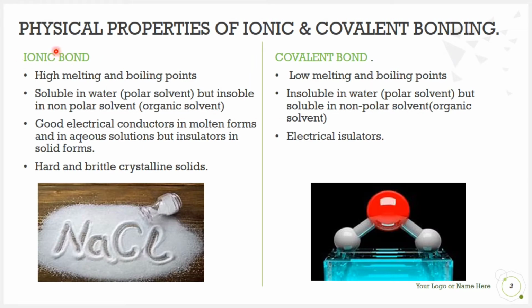These are the physical properties of ionic and covalent bonding. Ionic bonds have high melting and boiling points, are soluble in water but insoluble in non-polar solvents, and are good electrical conductors in the molten form and in aqueous solution but insulators in solid form, while covalent bonds have low melting and boiling points, are insoluble in water but soluble in non-polar solvents.